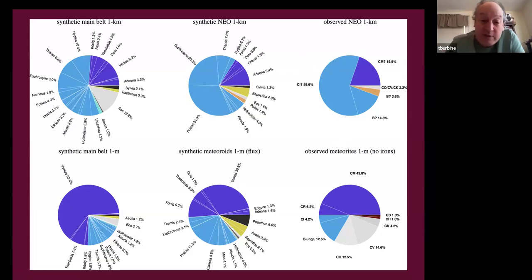So they've looked at the same ones. They're saying Veritas should be supplying a lot of the small fragments, and then Adeona should be supplying a lot of the larger fragments that have this 0.7 micron feature, which is found in these CM2 chondrites.